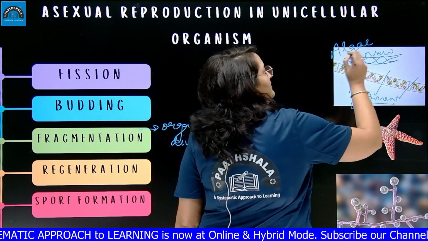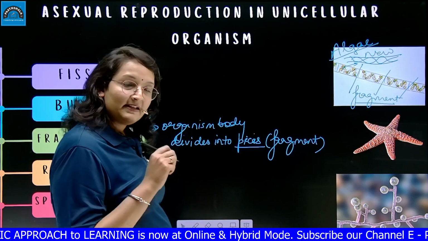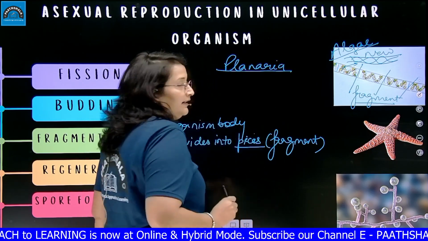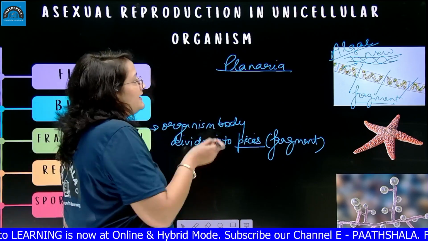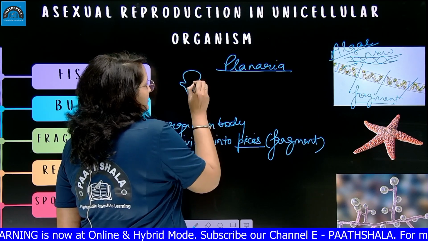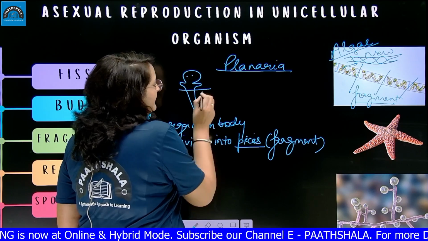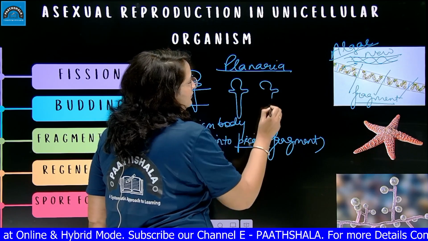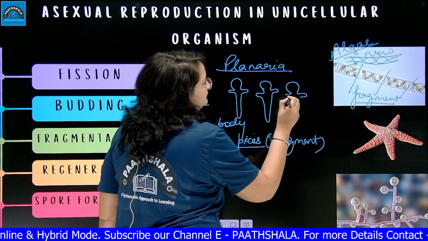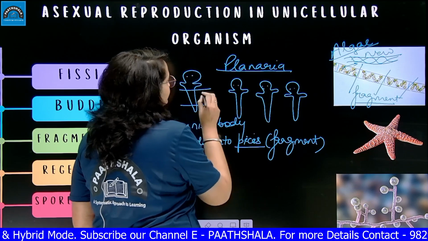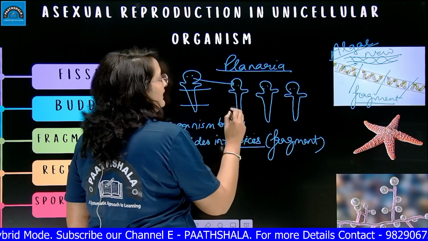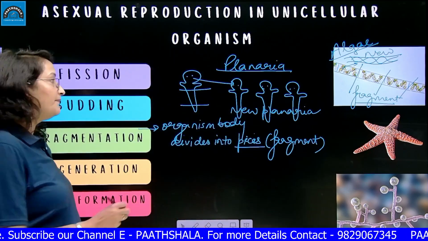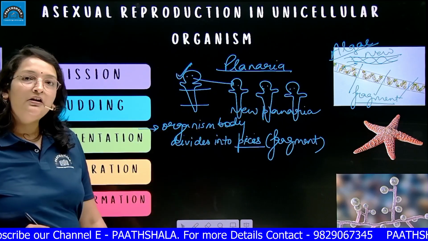So you will say, is it only in plants? No. It is in animals also. Like if I give you the example of planaria. It is a platyhelminth flatworm. In case of planaria, this is the structure of this organism. So if we cut its body into different pieces, each piece will develop into new planaria. So this is again example of fragmentation, mode of asexual reproduction. From the single parent, new offsprings are produced.